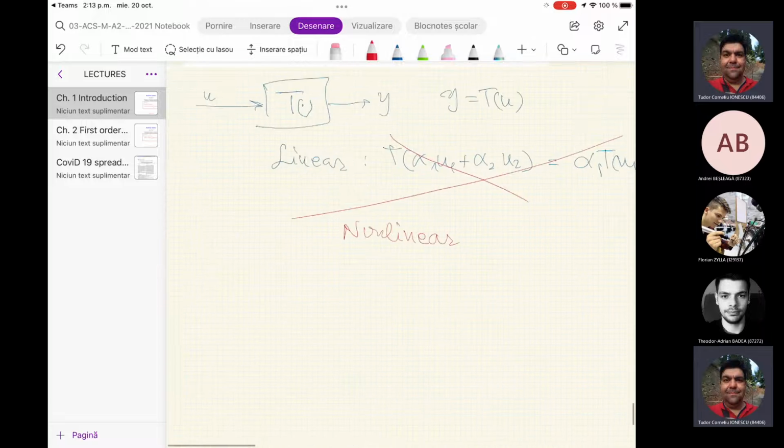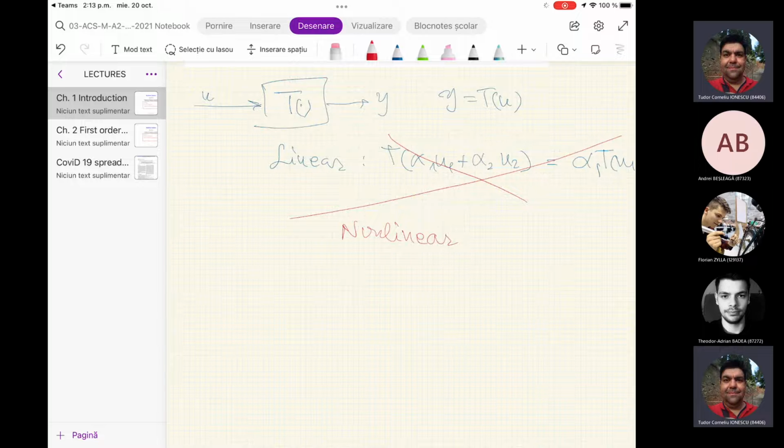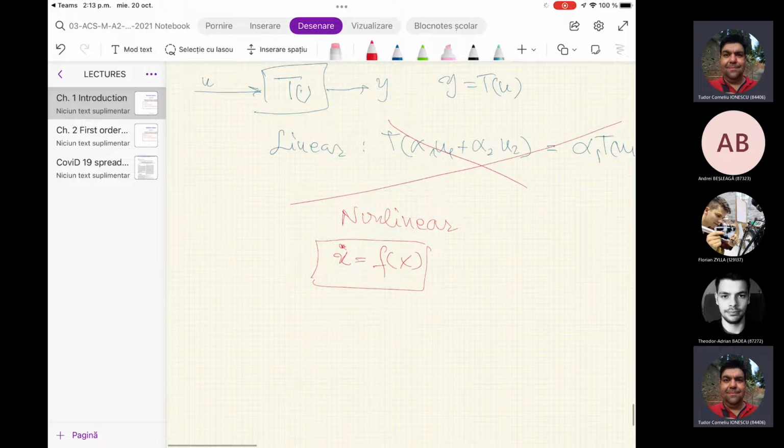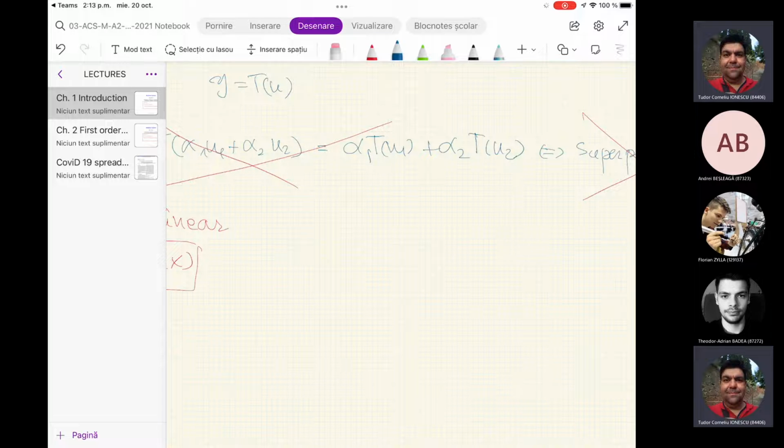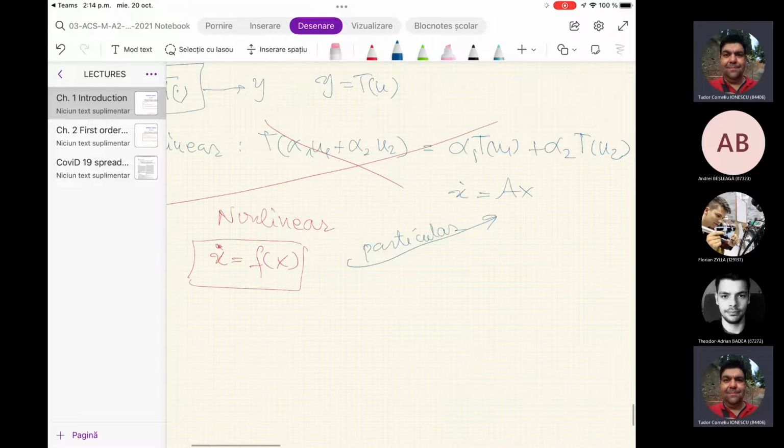So we have to return to the basics. So we have to work now with differential equations. x dot is f(x). This is an ordinary differential equation. f is nonlinear, so we do not have the superposition principle any longer. We have to work and to study and to understand this equation. For the linear systems, however, we used to do that because we used to study x dot is Ax. So this is a particular case of this equation. This is the linear version.